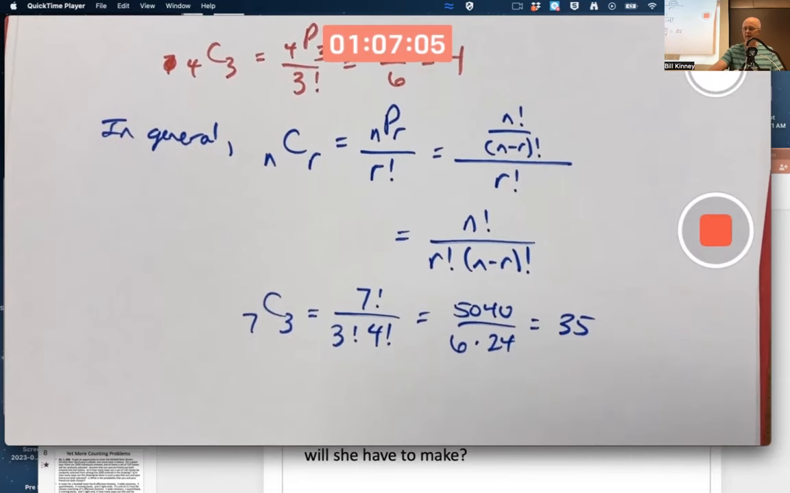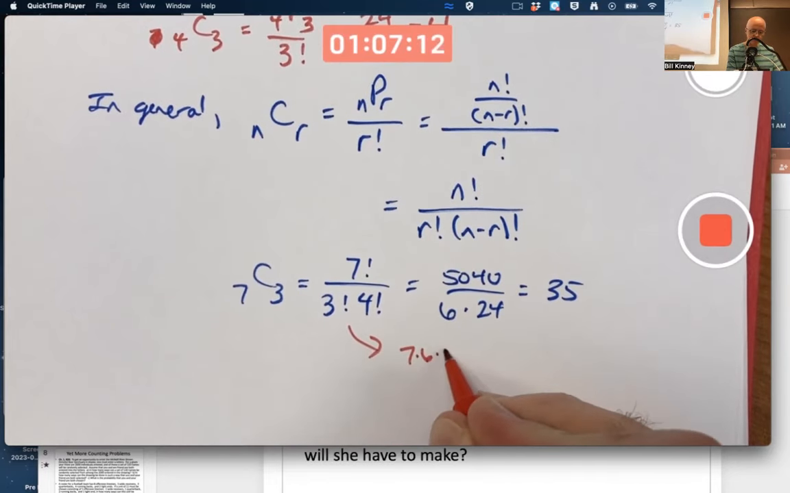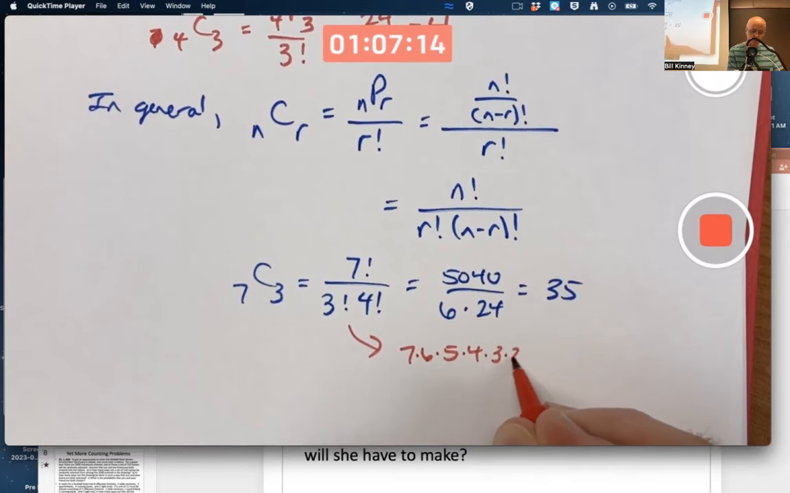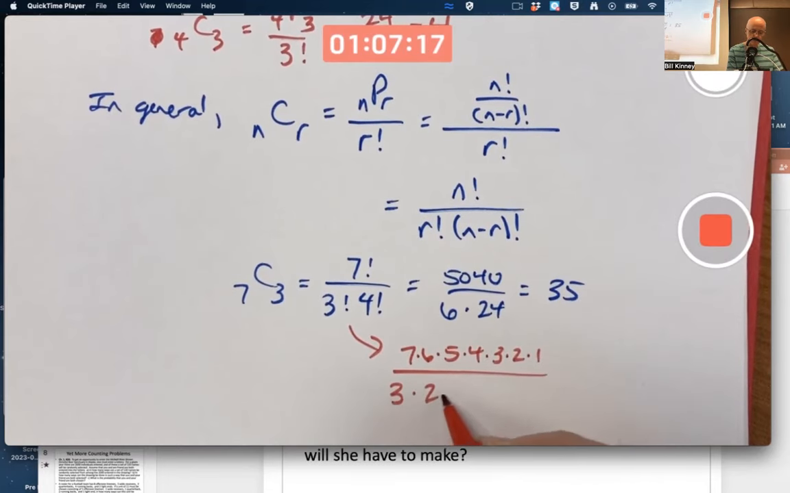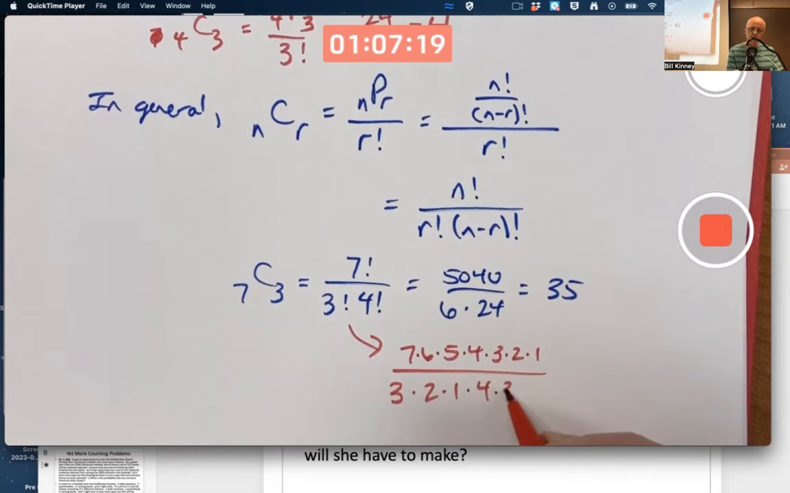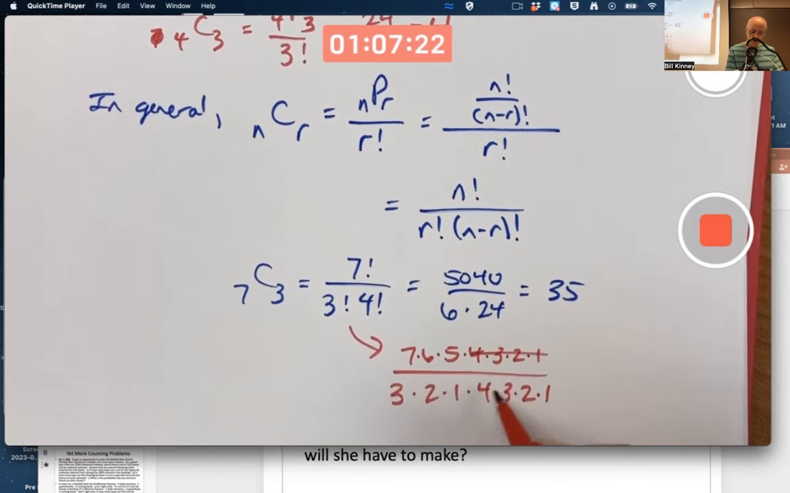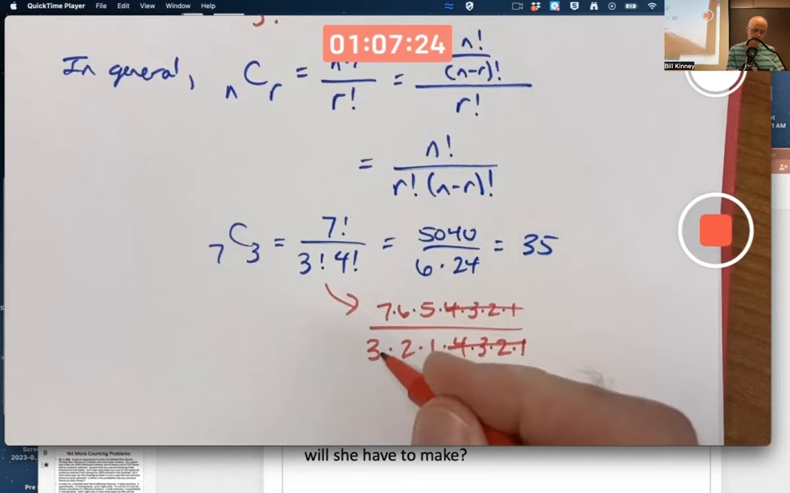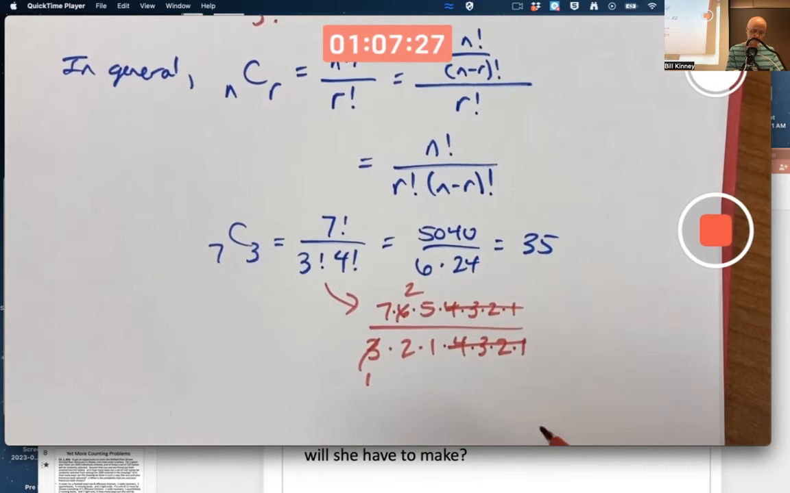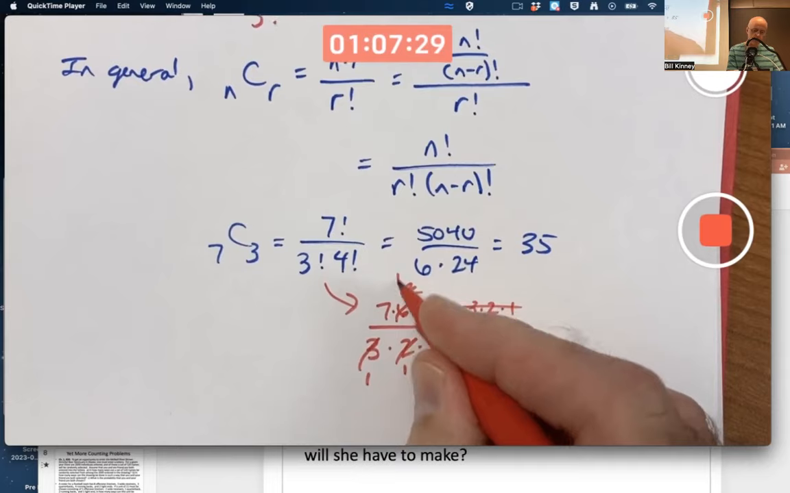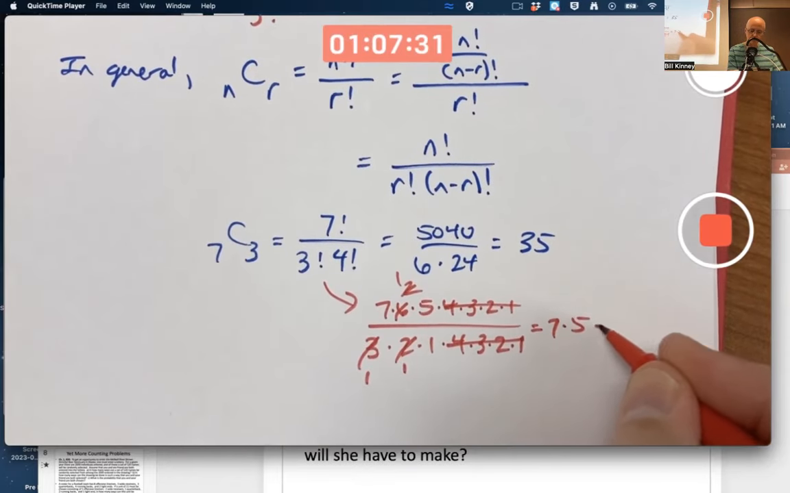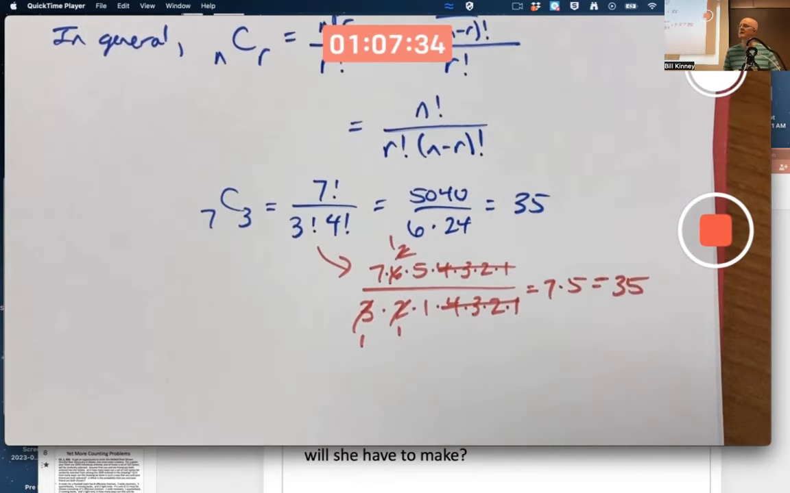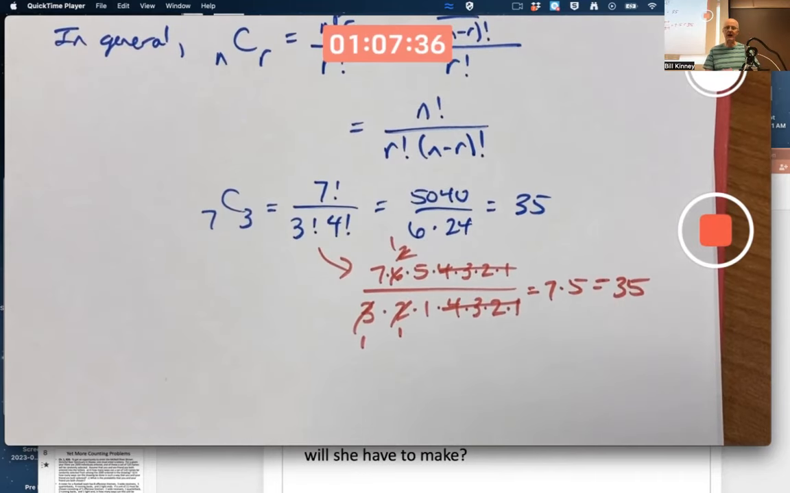You also can figure it out. You can actually figure that out without your calculator, because what you can do is you can write it as 7 times 6 times 5 times 4 times 3 times 2 times 1 divided by 3 times 2 times 1 divided, and also 4 times 3 times 2 times 1. And you can cancel all those, and you can do partial cancellation here and there, and also here and there. And you're left with 7 times 5 is 35. So you can actually do it in your head if you do that cancellation. And that applies even with bigger numbers.